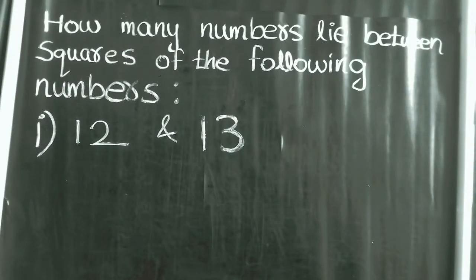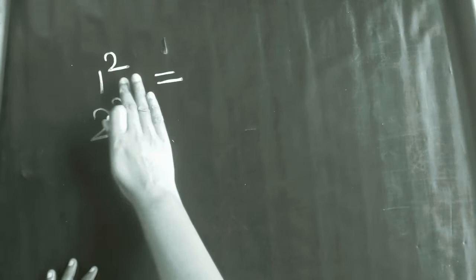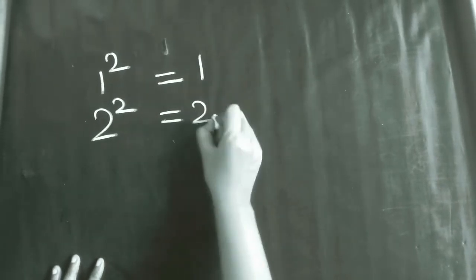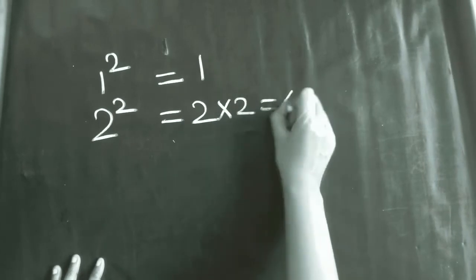How many numbers lie between squares of the following numbers? We can solve these questions in a few seconds, but we should know the basics behind this question. Now let's perform 1 squared. So 1 squared is 1, 2 squared is 2 multiplied by 2, which is 4.